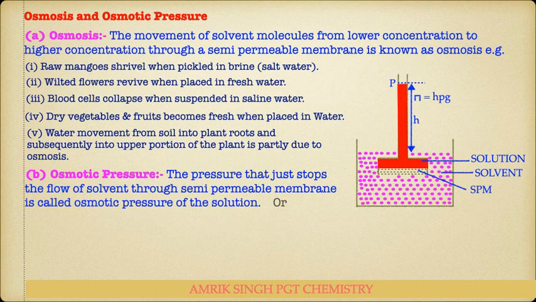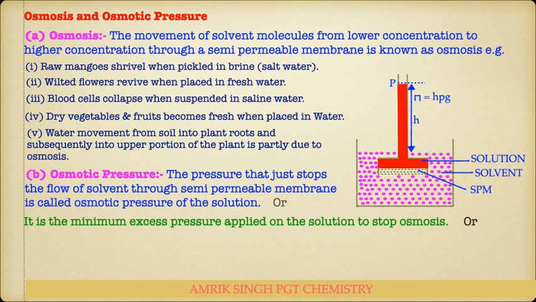Osmotic pressure. Now, what is osmotic pressure? The pressure that just stops the flow of solvent through a semi-permeable membrane is called the osmotic pressure of the solution. As shown, if I don't apply pressure, then the solvent will go up to height H. But if I apply just enough pressure P from the upper side to stop the entry of solvent molecules through the semi-permeable membrane into the solution, then this pressure will be known as osmotic pressure.